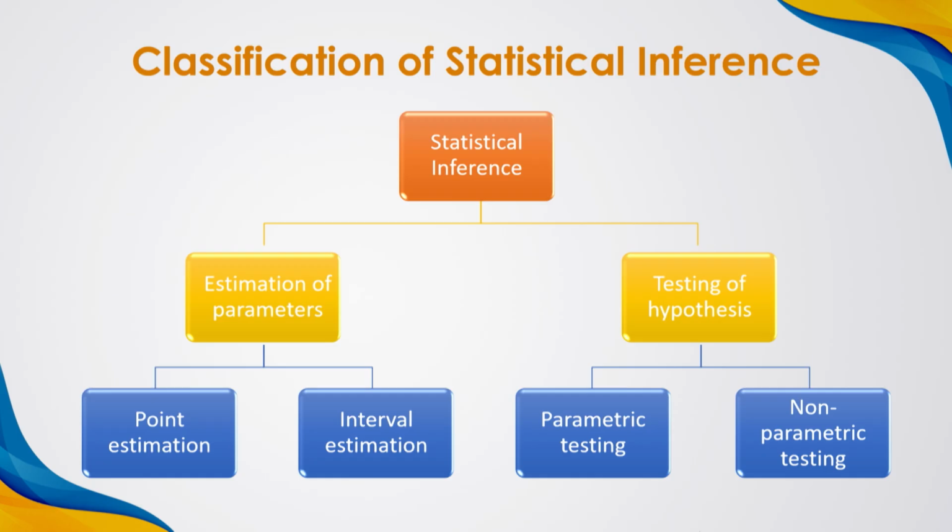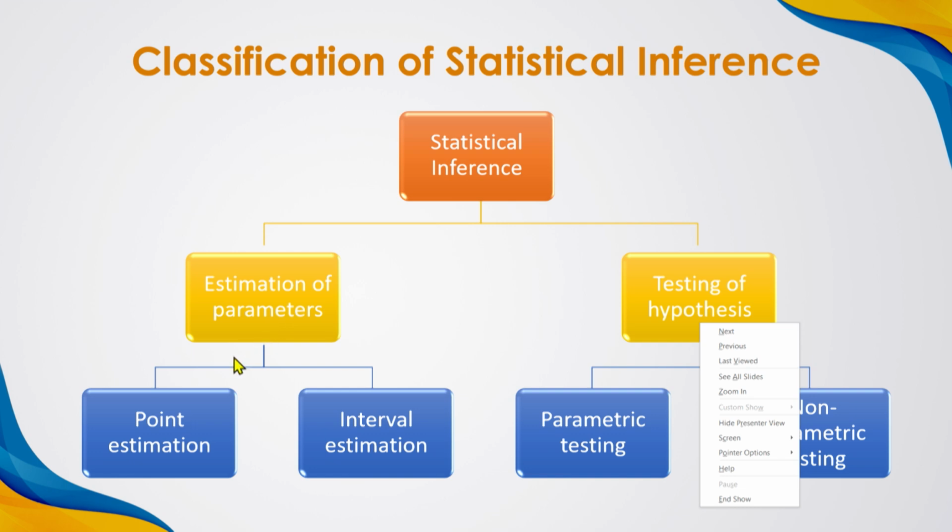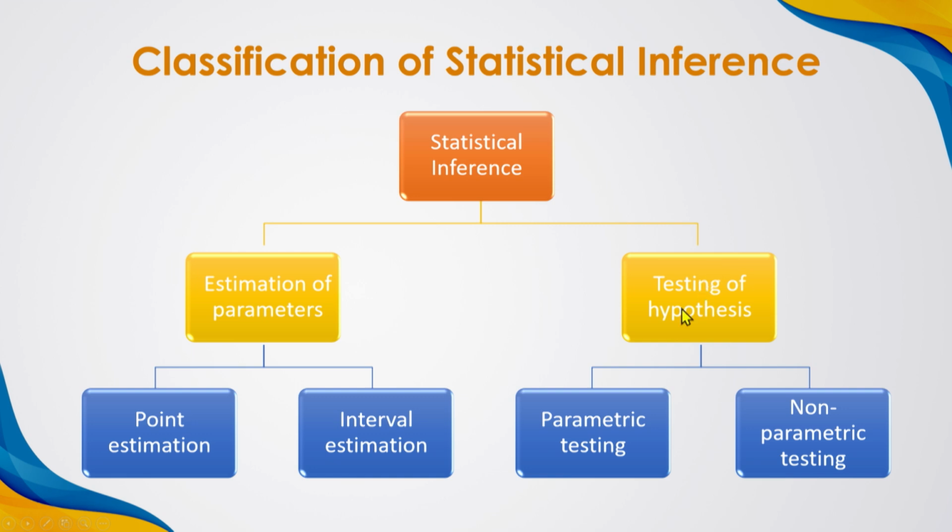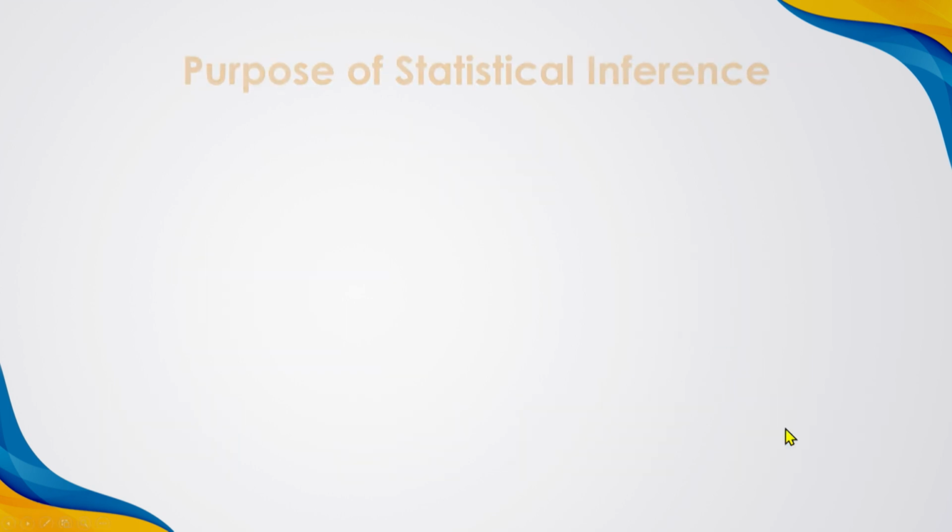Let us start with the first part of the lesson, in which you will learn the overview of statistical inference. Statistical inference can be classified into two broad categories. One is estimation of parameters and the second one is testing of hypothesis. Coming to the estimation of parameters, point estimation and interval estimation are the two categories, whereas in testing of hypothesis, parametric testing and non-parametric testing are the two categories. We are going to discuss all these now.